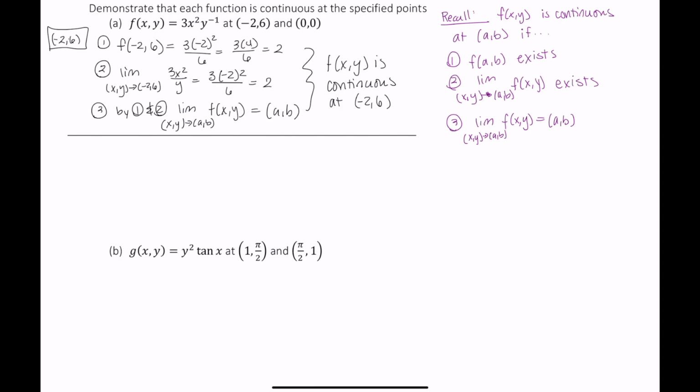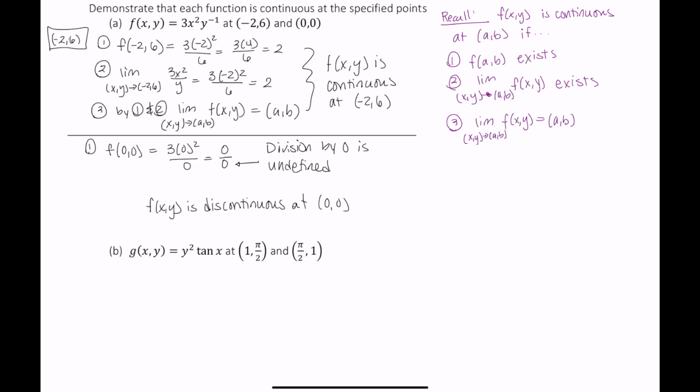Now let's look at this for the point 0, 0. First, let's try to evaluate f of 0, 0. That would be 3 times 0 squared over 0. Unfortunately, this is 0 over 0. Division by 0 is undefined. So we can stop now since condition 1 fails. This function here is not continuous at 0, 0.